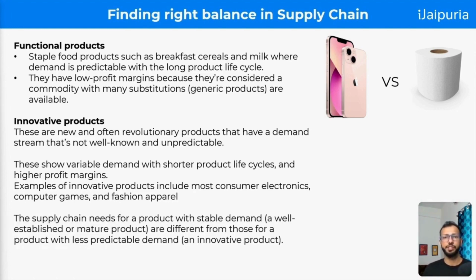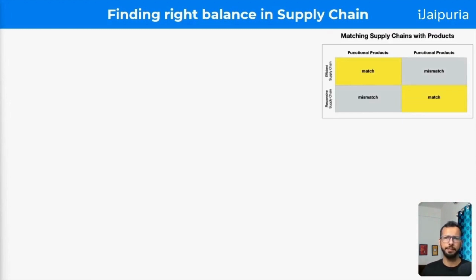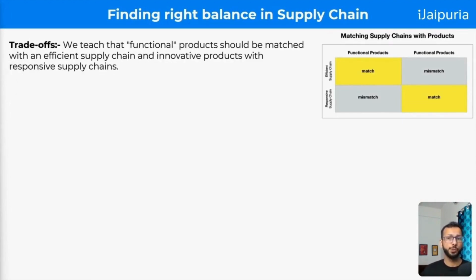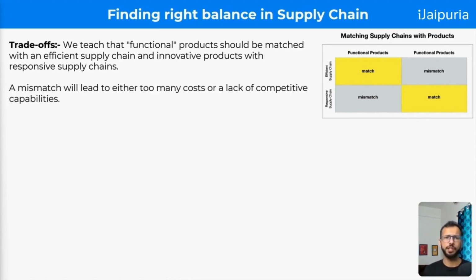If you look at the supply chain for functional products like your staple food or grocery items, you need an efficient supply chain. And for innovative products, which have a less predictable demand, you need to follow a responsive supply chain. So let's match your supply chain with the product type. A functional product should be matched with the efficient supply chain, and an innovative product with the responsive supply chain. A mismatch will lead to either too much cost or a lack of competitive capabilities.